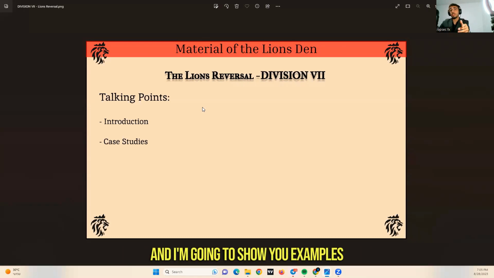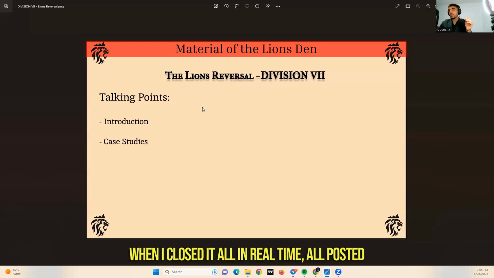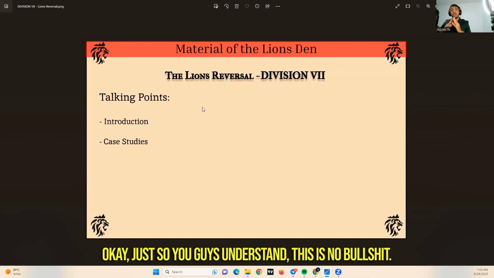I'm going to show you examples which I was very public about. I showed the analysis before I took the trade, I showed when I took the trade, and I showed when I closed it, all in real time, all posted both in my Discord and on Twitter publicly. Okay. Just so you guys understand, this is no bullshit.